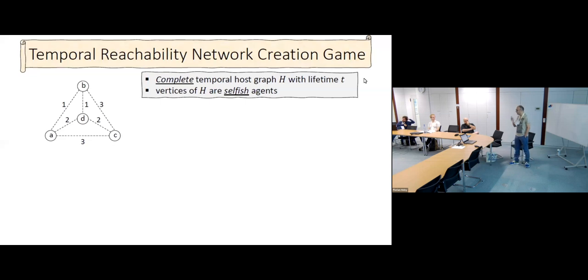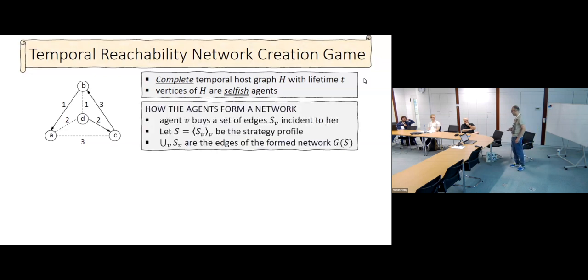In the temporal reachability network creation game that we studied, the model is the following. We have a complete temporal host graph with lifetime T. This assumption is not too strong because for several network creation games, the host graph is a complete graph, and the vertices of the graph are the selfish agents that want to play the game.